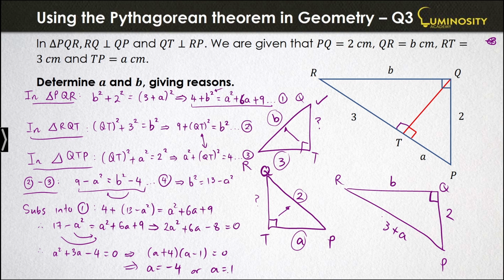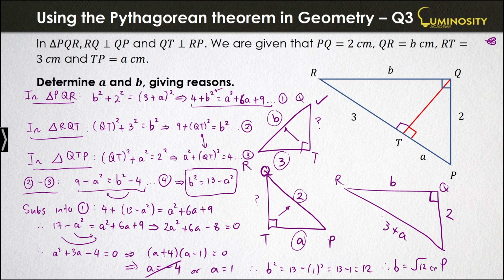Now let's think about the context of the question here. a represents a length in this triangle, so it does not make sense for a to be a negative number. So a must equal 1, and therefore I can substitute that back into equation 4 and find that b squared equals 13 minus 1 squared. So 13 minus 1 squared is 13 minus 1, which is 12. So therefore b is going to be the square root of 12, but I'm going to take the positive square root of 12 and not the negative, because again b is a length.